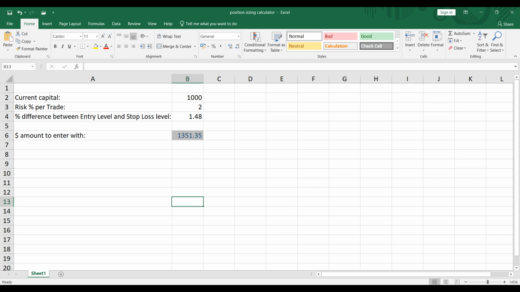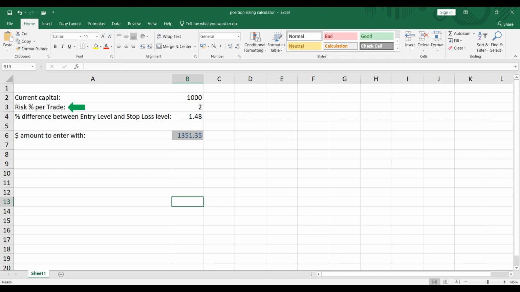Once you open up that Excel file, you will need to input 3 parameters. First one is the current capital. This is the capital you have. Let's say in our case it's going to be $1,000. The next parameter is the risk per trade. This is the percentage of your capital that you are willing to risk on every single trade. I recommend this to never be over 3% for safety reasons. In this case I set it to 2%.